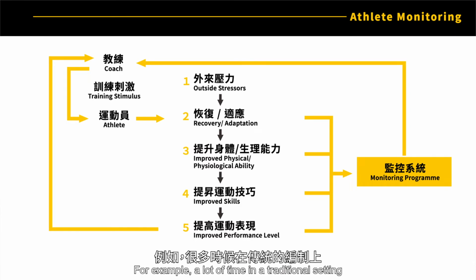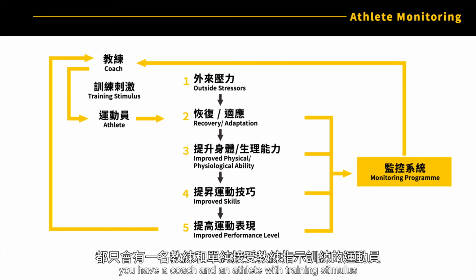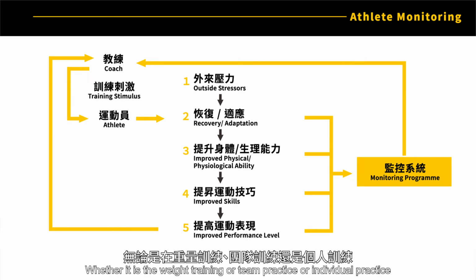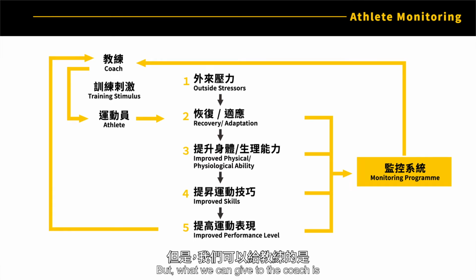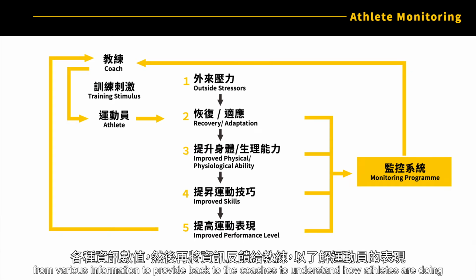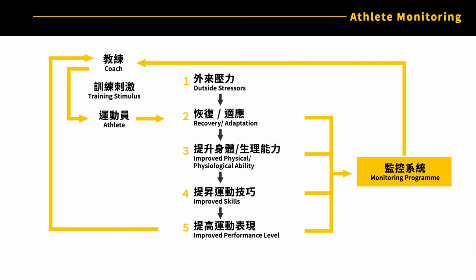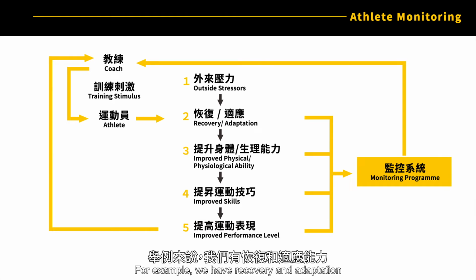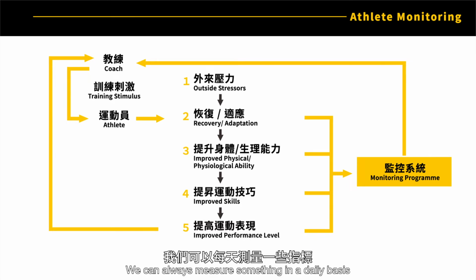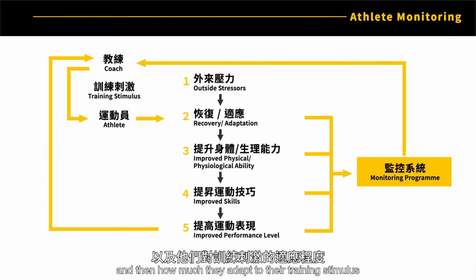For example, in a traditional setting, you have a coach and an athlete with training stimulus, whether it's weight training or team practice or individual practice. But what we can give to the coach is various information to provide back to the coaches to understand how athletes are doing. For example, we have recovery and adaptation. We can always measure something on a daily basis to see how much they can recover and then how much they adapt to the training stimulus.